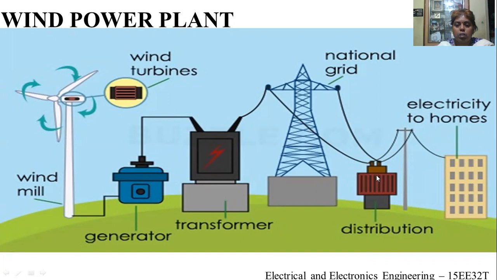From this distribution transformer, the electricity is sent to homes or for domestic purposes. So this is a national grid. This transmission tower is also given to the national grid.